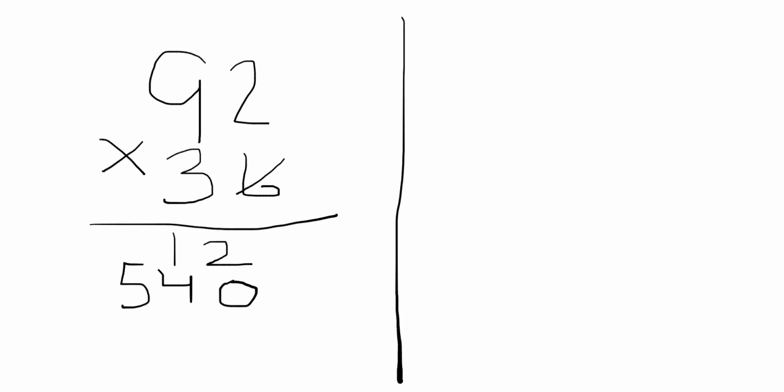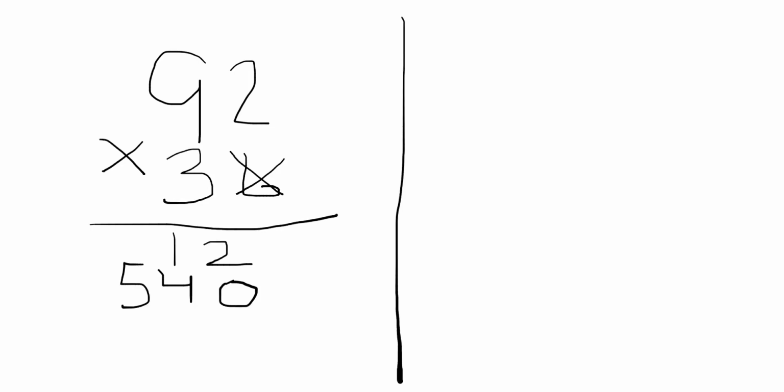Then we usually do this in class. We cross out that 6 because we have already multiplied 92 times the 6. And we're going to go ahead now and we're going to multiply 92, not times 3, but 92 times 30. And the reason we're multiplying it times 30 is because the 3 is sitting in the tens place. So it's actually not a 3. It's actually a 30.